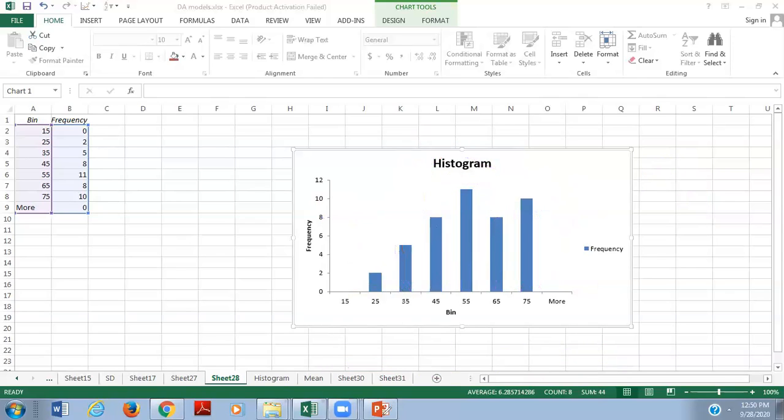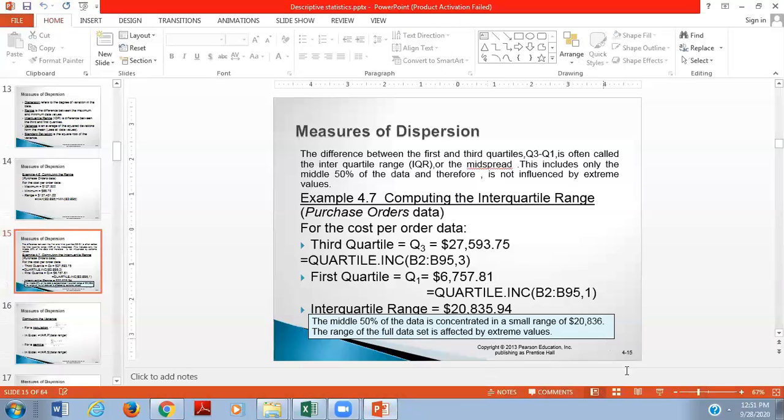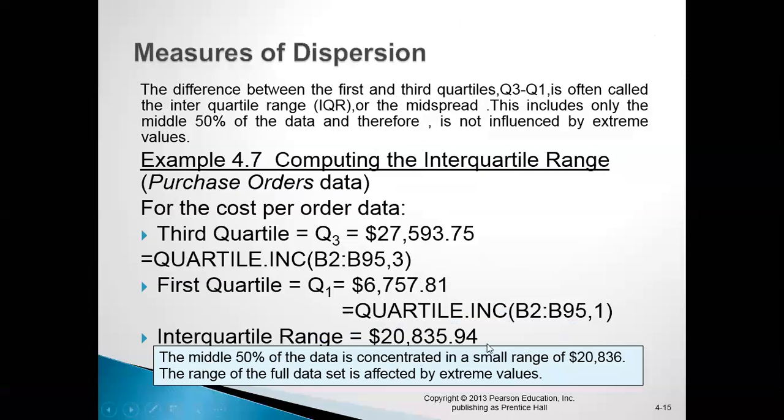again we're going to the PPT. So this is our example. This is right.